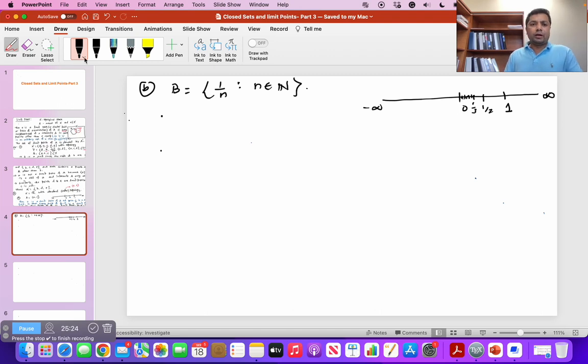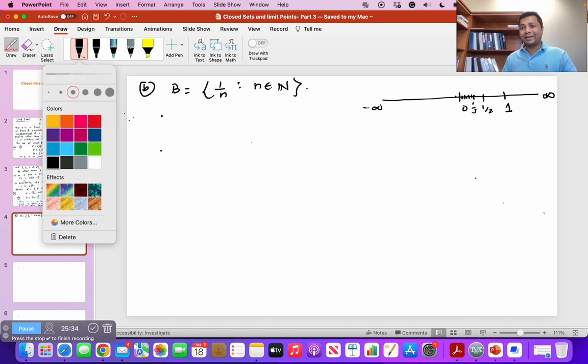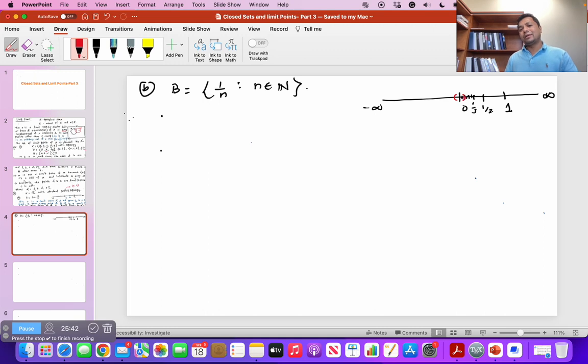Now here it is easy to check that 0 is a limit point of B, because if you take any neighborhood of 0, it will go to both the left side and right side of 0, and the right side portion will intersect B at some point other than 0. So 0 is a limit point, but 0 is not an element of the set B. Now let's check the remaining points.